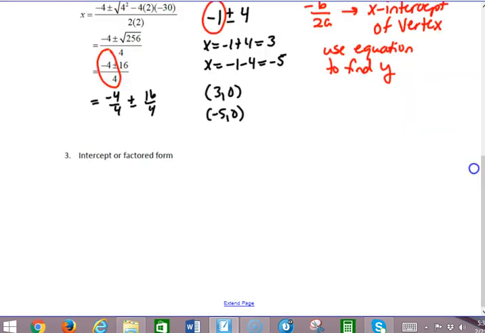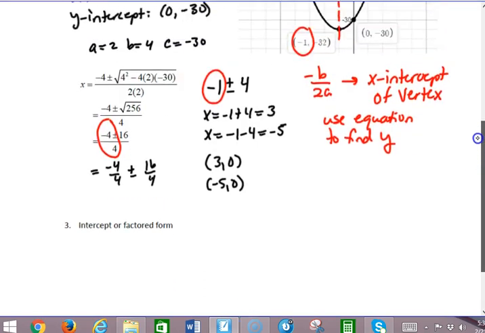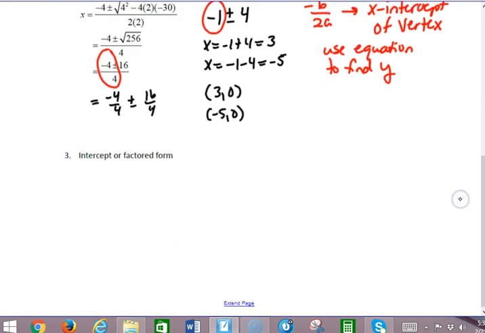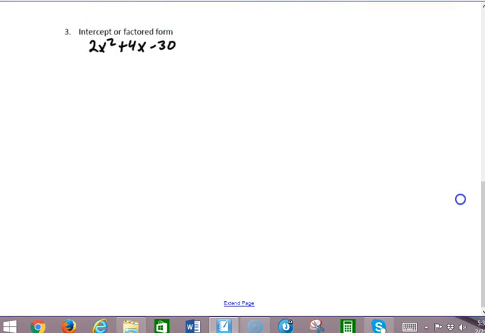Okay, last one is the intercept or the factored form. So I'm going to recopy this, the 2x squared plus 4x minus 30. Now to factor this, the first thing I would do is factor out a common factor if possible. So this would give me 2 times the quantity x squared plus 2x minus 15.